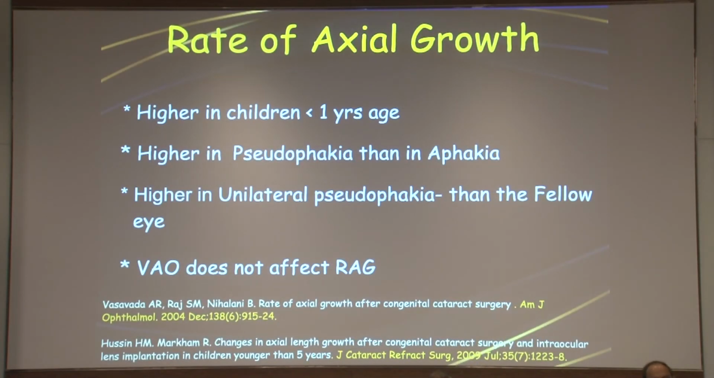So it's higher in children less than 1 year in age. It's higher in pseudophakic eyes than in aphakic eyes. That's also something that we found in our publication, where we did a randomized trial comparing bilateral aphakia versus bilateral pseudophakia, 5 years follow-up. And definitely, understandably, the rate of axial length growth is far higher in unilateral pseudophakia, which means a unilateral cataract, which is likely to be anyway the weaker of the two eyes. And visual axis obscuration, or PCO, doesn't seem to affect the rate of axial length growth.